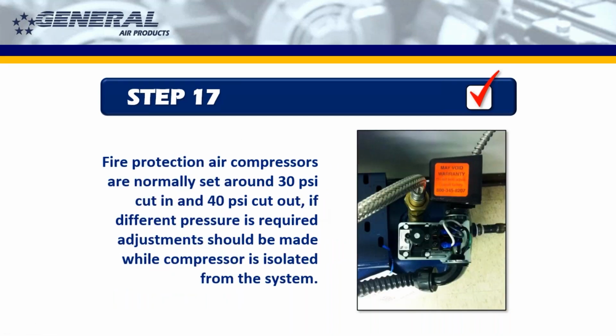Fire protection compressors are normally set around 30 cut in, 40 out. If a different pressure is required, make the adjustments while the compressor is isolated from the system. So that's when you want to start playing around with the pressure switch.